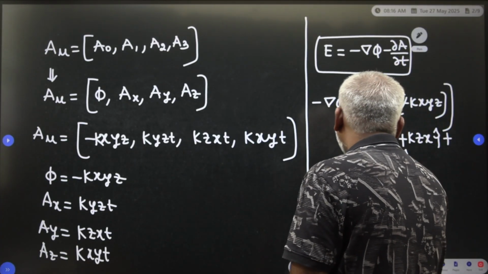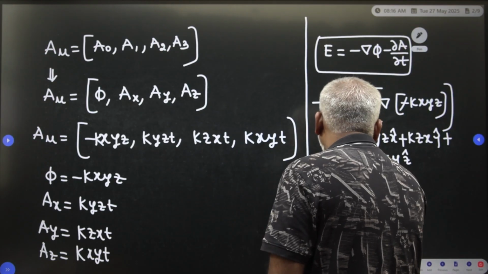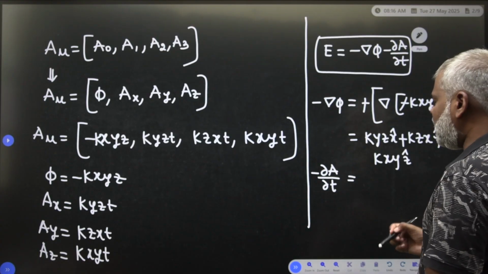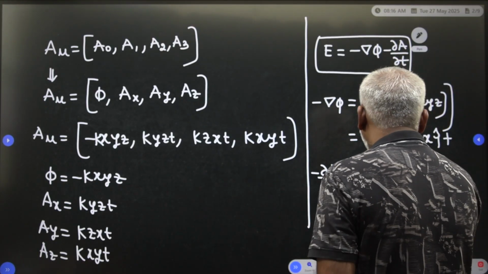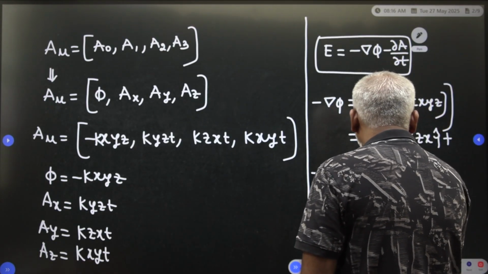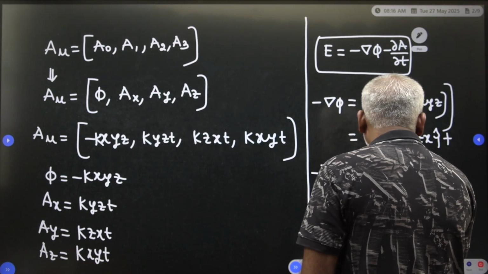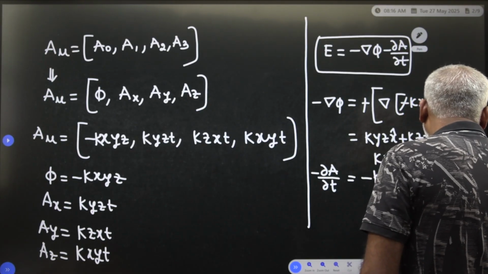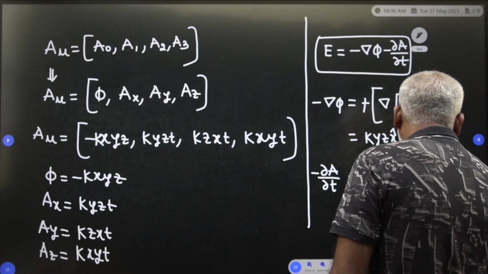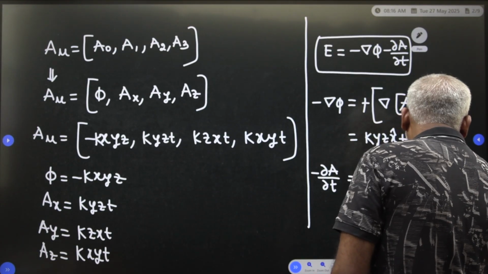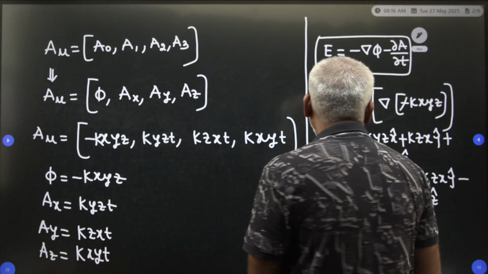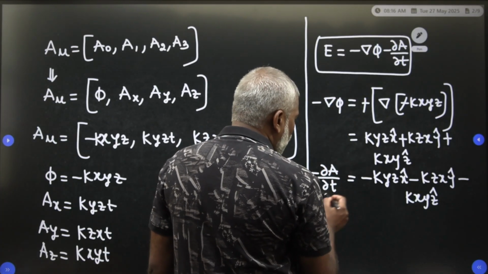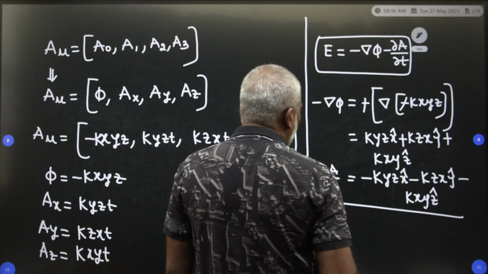So, similarly you have to take minus ∂A/∂t. Minus ∂A/∂t is equal to minus k into yz into x cap, minus k into zx into y cap, minus k into xy into z cap. So, therefore, we need to calculate E; you have to add these two expressions.